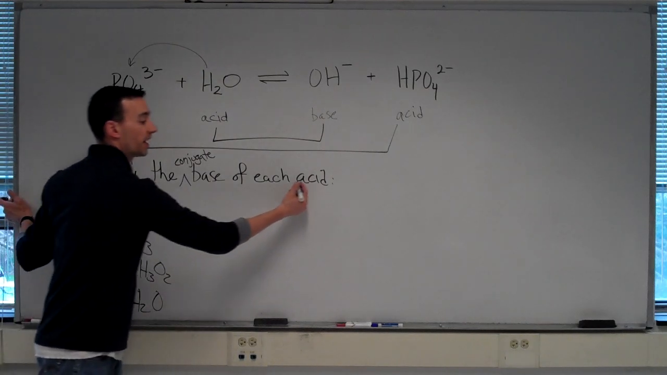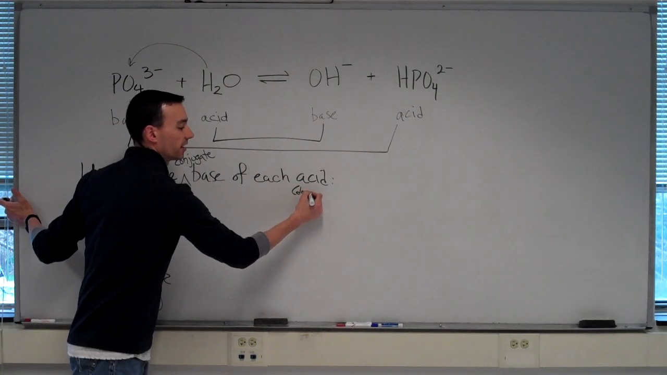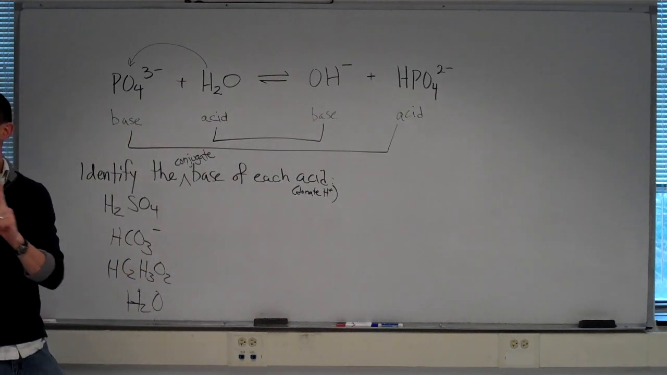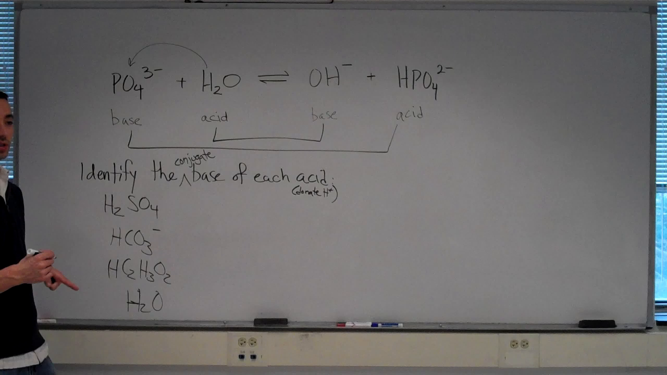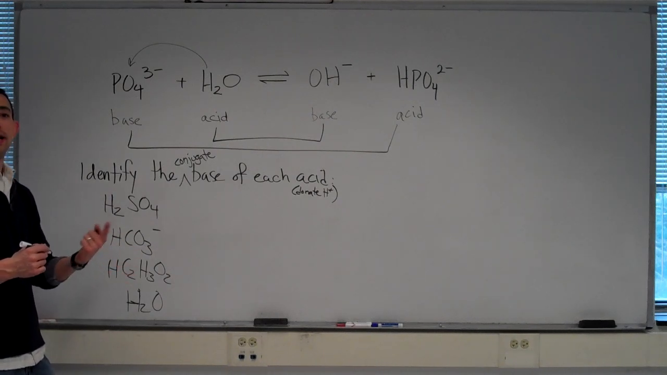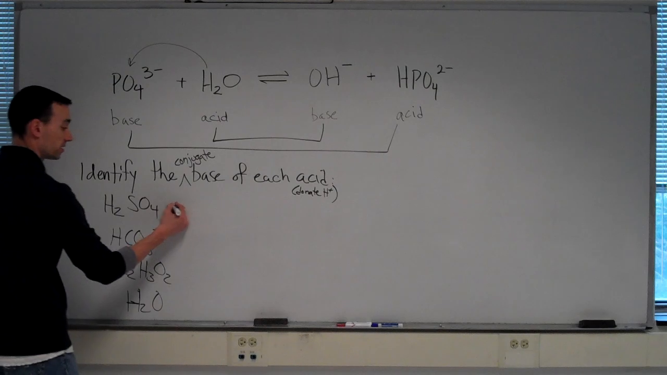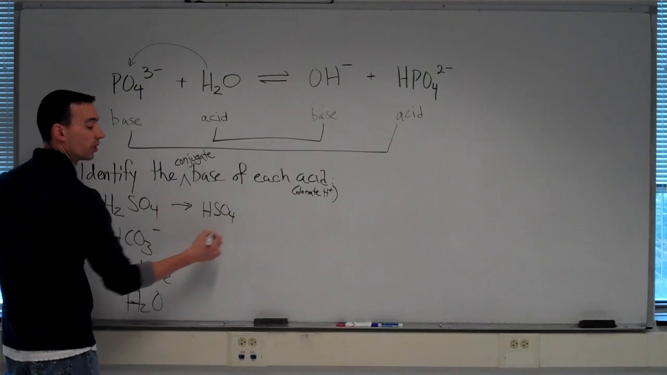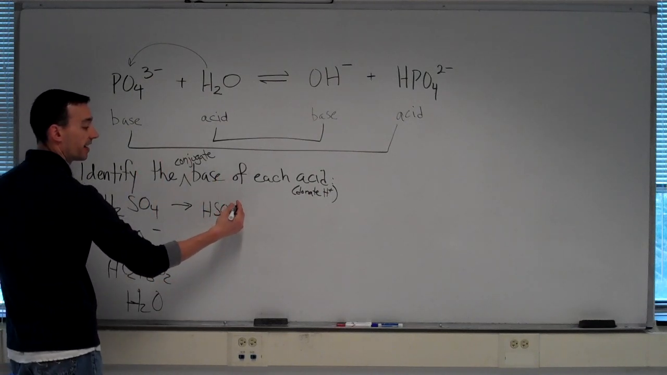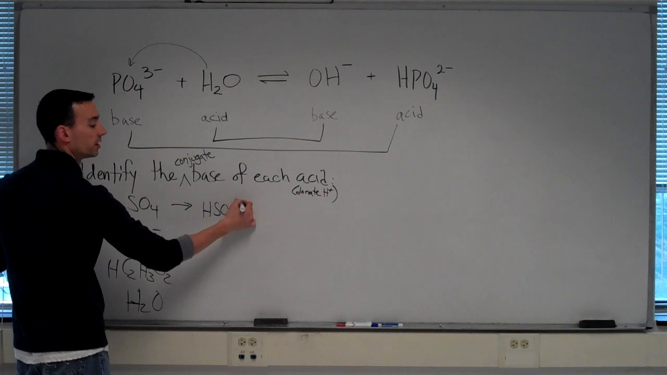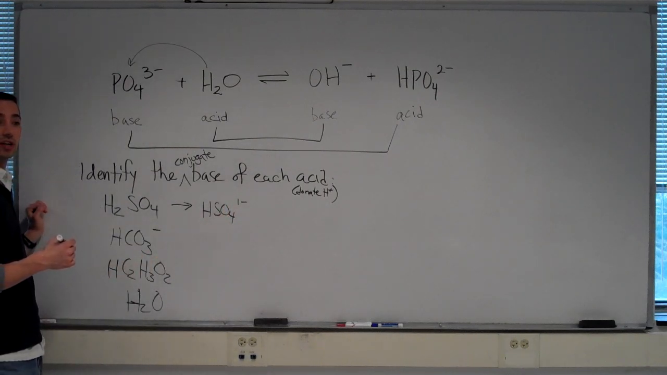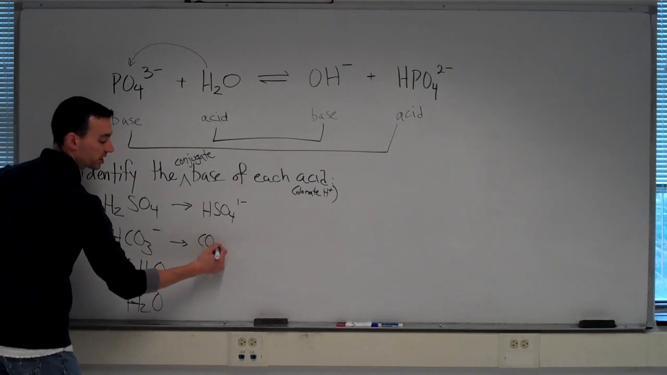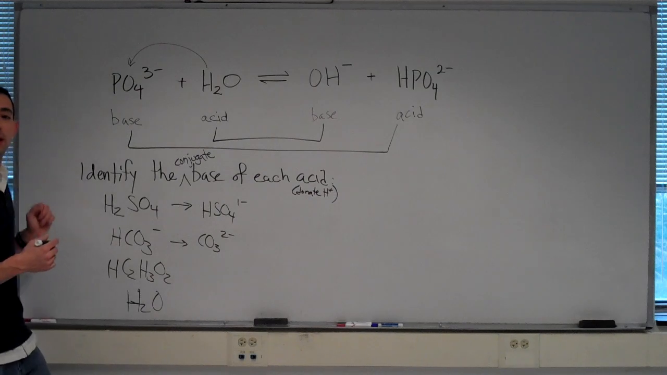So acid, again, defines a behavior. Donate H+. So you get rid of one H+ from each of these substances, and what's left over is your conjugate base. So to take away one from H2SO4, I've got HSO4, and I'm going to have one less unit of charge, so that's going to have a 1 minus charge on it. HCO3 minus will become CO3 2 minus.